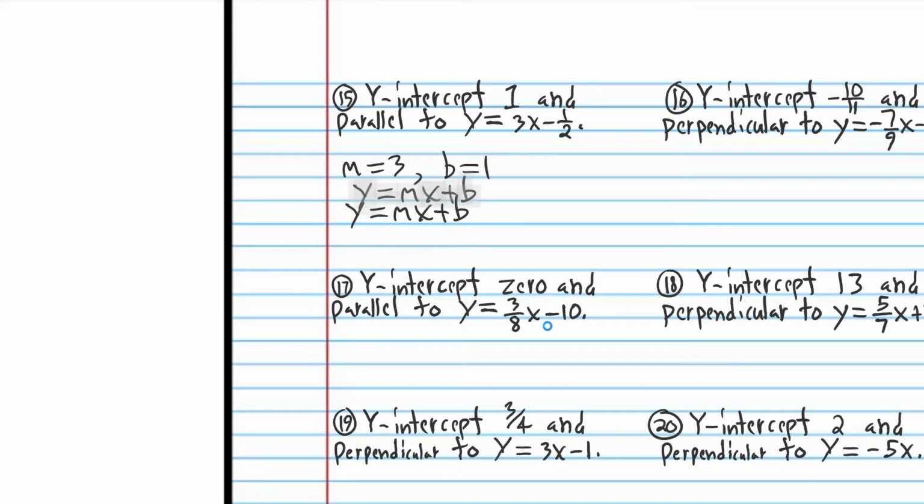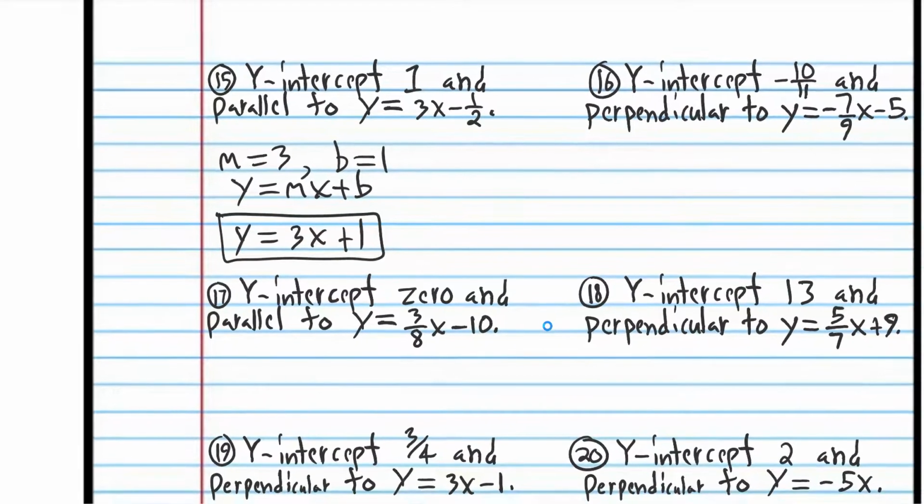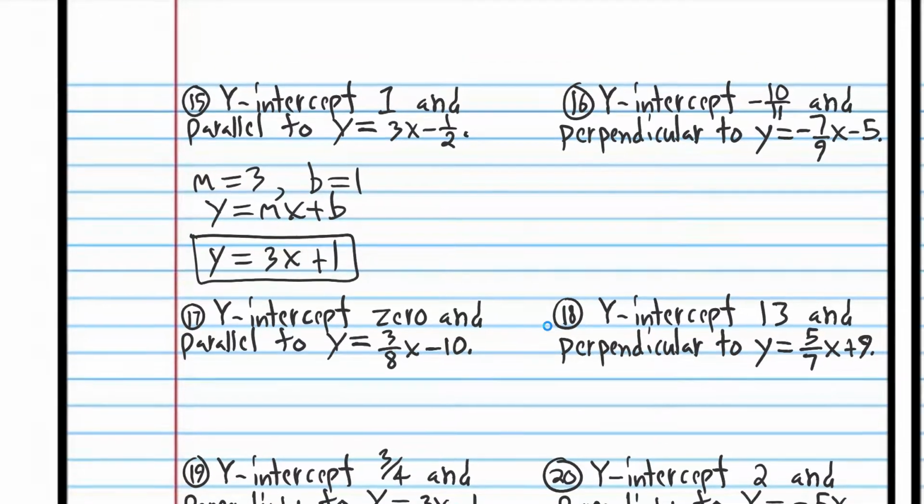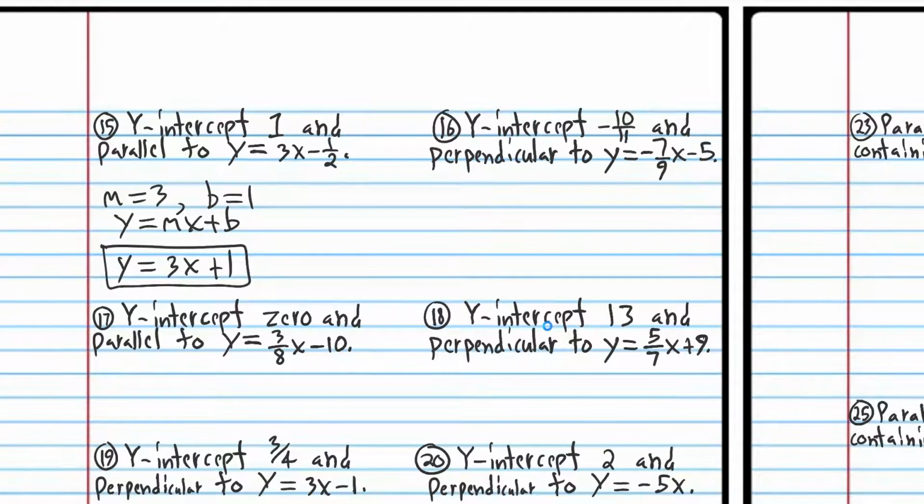And we have, just plug those numbers in. So y is equal to the slope times x plus 1, y-intercept, and there you go. So if you got that answer, good job. All right, and why don't you try number 16?